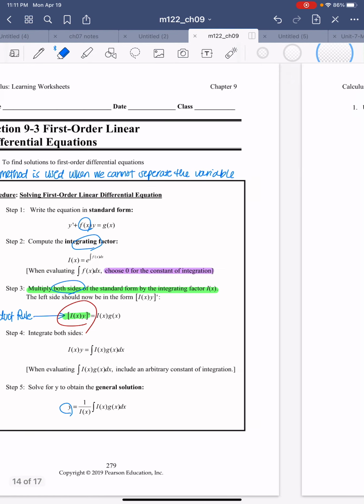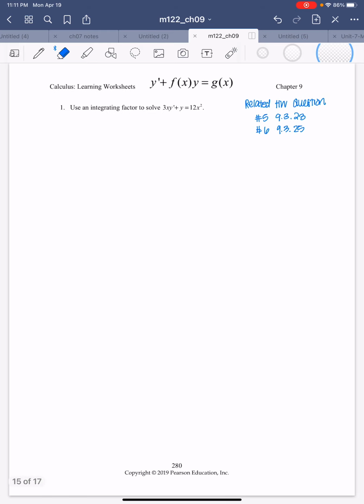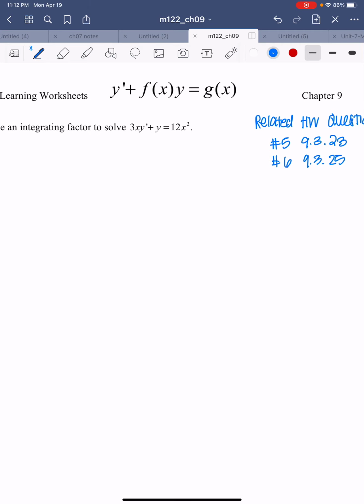So step 1 tells me to write the equation in standard form. Standard form is y prime plus f of x times y equals g of x. So I copy over here. In this equation, I have the 3x in front of y prime. I don't have anything here. So let's do a rearrangement by dividing the whole equation by 3x, 3x, 3x.